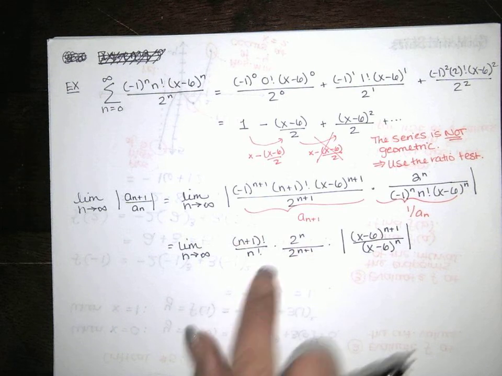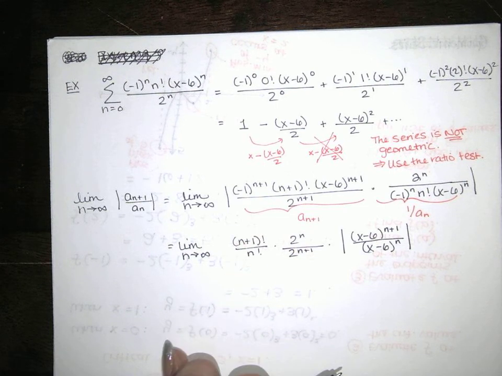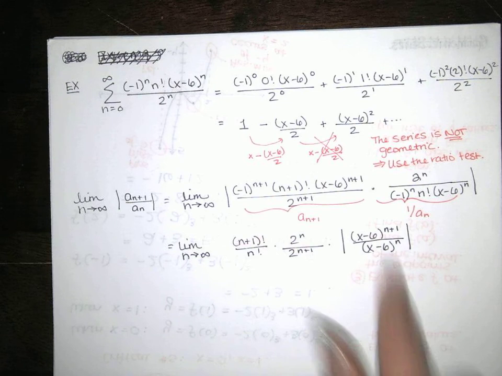So to simplify this, I will expand the larger factorial. I'll use exponent properties for this and this.